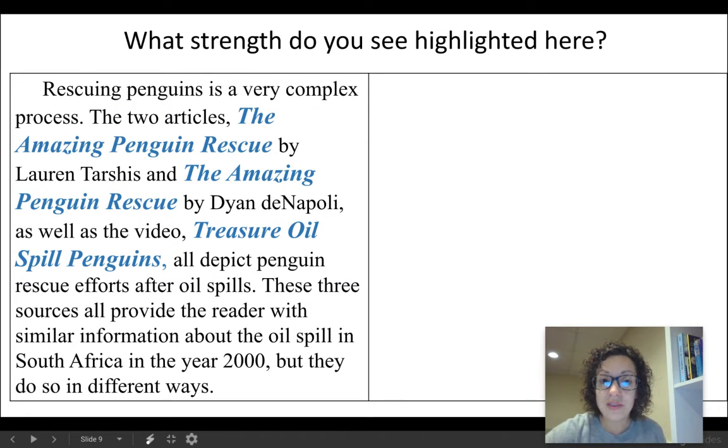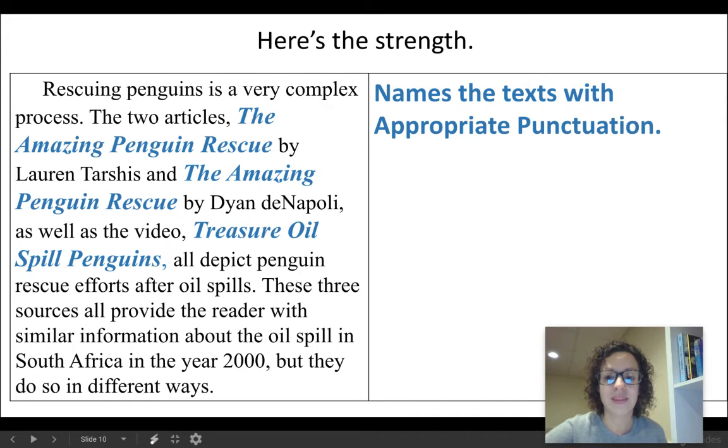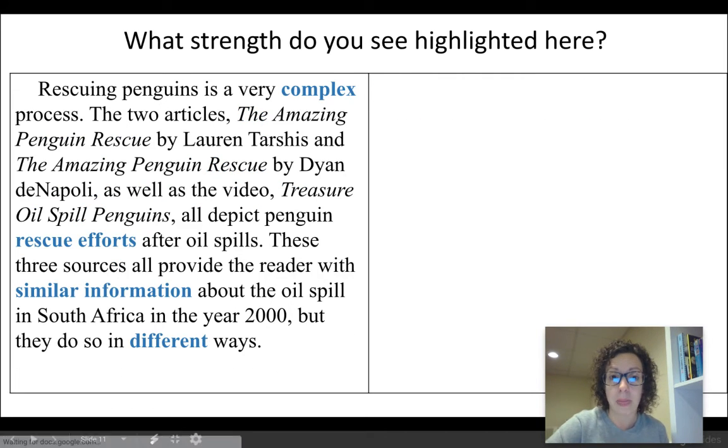What strength do you see highlighted here? It is the title and author of the sources that we are using in our paragraph. Did you remember to put the title and author in your introduction paragraph? Make sure, and if you need to make changes, pause my video and go ahead and make those adjustments. Let's move on and look at another strength.